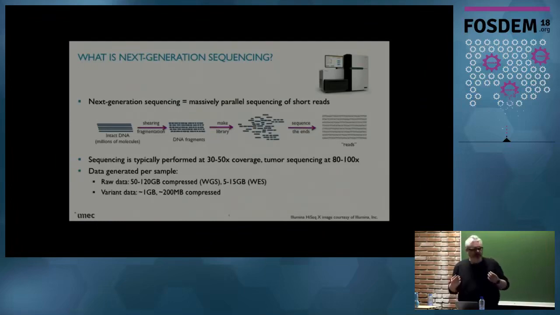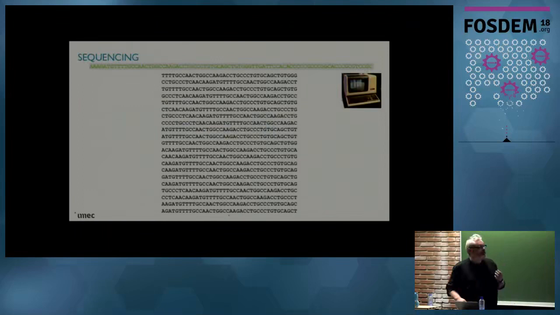So the sizes here: the DNA of a human is something like 3 billion letters, G, A, T, or C. This is called a base pair. And these fragments that come out of there are in the order of 150 base pairs per fragment. The data that is generated is, for raw data, 50 to 120 gigabytes compressed for whole genome sequencing. For exome sequencing, it's 5 to 15 gigabytes. So that's the order of magnitude of the data that we're having. We're talking about hundreds of millions of reads that come out of such a machine for one sample.